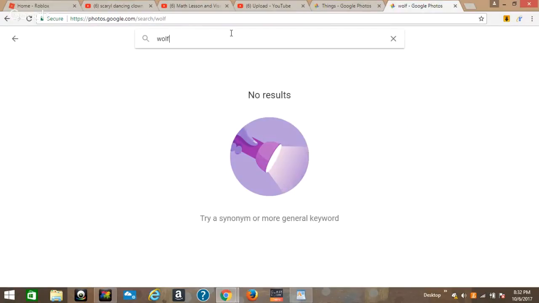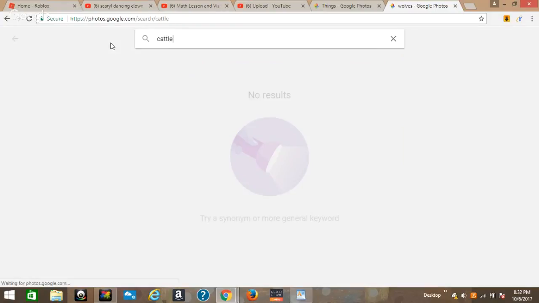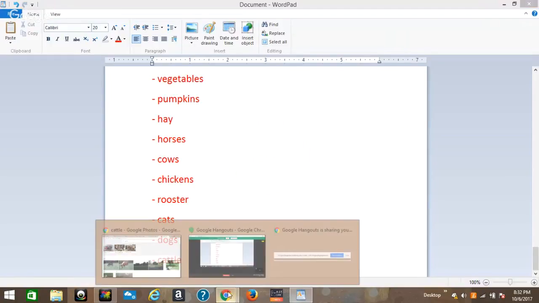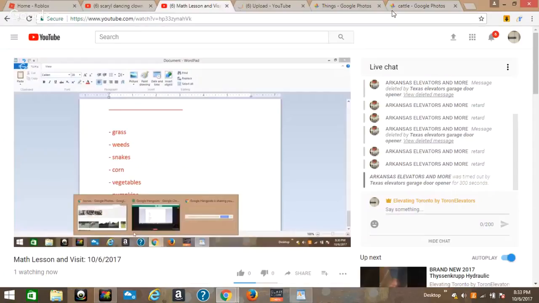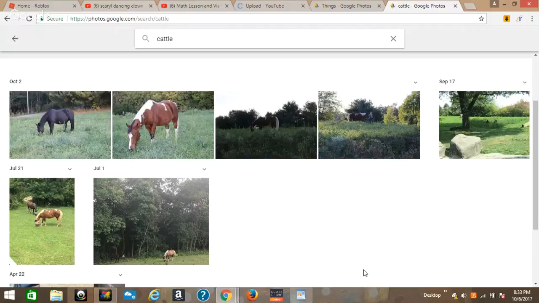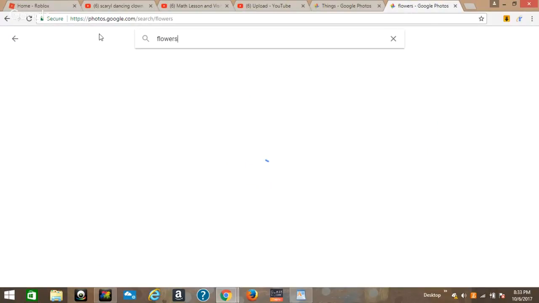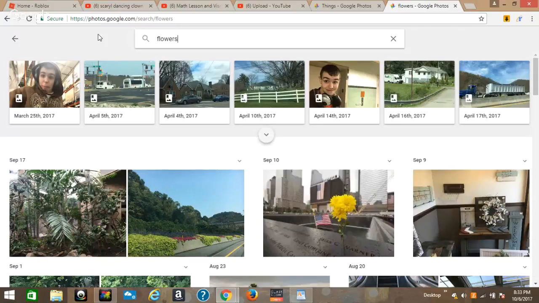Big story of the three little pigs and the big bad wolf. I'm sure your parents have told you that when you were just babies. That leads us into our next thing. Cattle. Next thing, flowers. Okay, flowers.